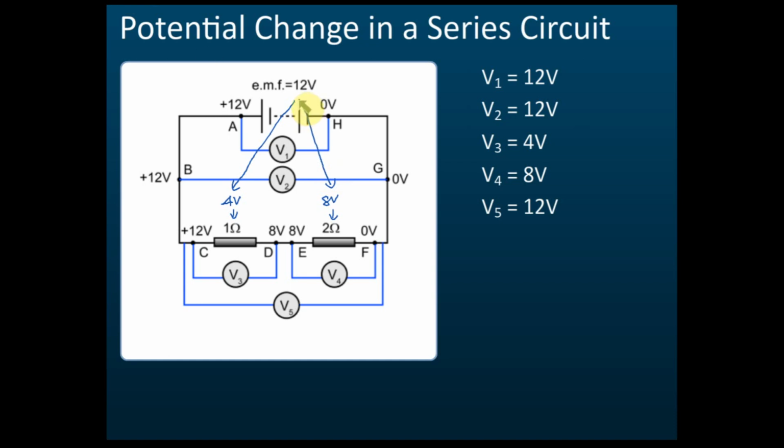This potential is the energy, okay? 4 volt, this energy is given to the first resistor and 8 volt is given to the second resistor. Why? Because this one, the resistance is 2 times higher than this. So more energy is needed to move the charge across this.